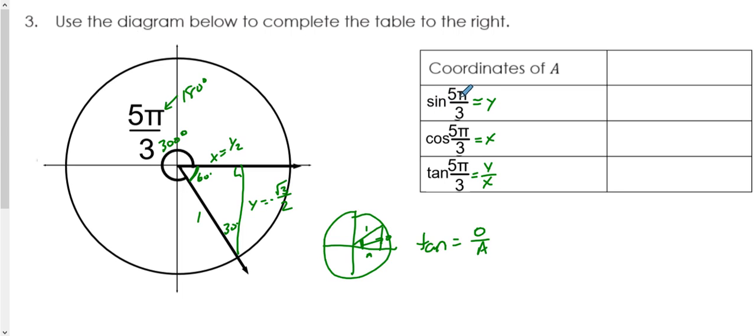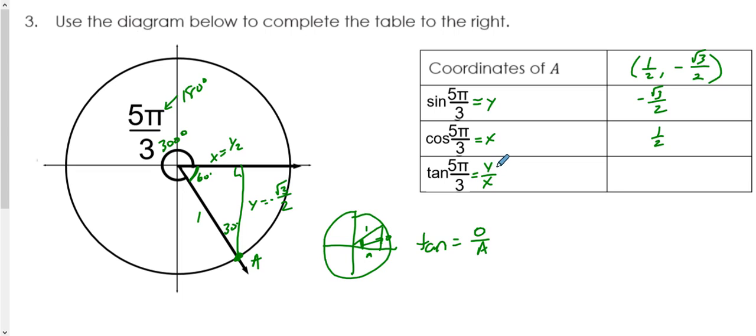So the sine of 5 pi over 3 is the y, so that is negative square root of 3 over 2. All right. The cosine of 5 pi over 3 is going to be the x, which we see as positive 1/2. The coordinates of A, we can go ahead and do that really quick. The coordinates of A, that would be this point right here. I guess it's not marked as A, but that's the point they're talking about. So if we go 1/2 to the right and then negative square root of 3 over 2 down, that would be 1/2, comma, negative square root of 3 over 2.